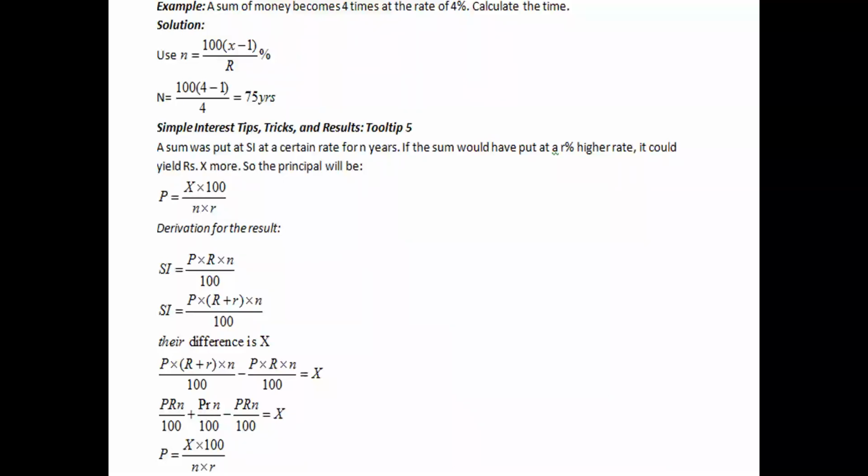If we calculate that, then PRN by 100 plus Prn by 100 minus PRN by 100 equal to x. So P equal to x into 100 by n into r. Okay, so that will be the difference x for the higher rate. One rate you have given, you have taken a sum of amount at a rate of percentage, and after that it became a higher rate. If we want to get the difference at that time, we can calculate using this formula.